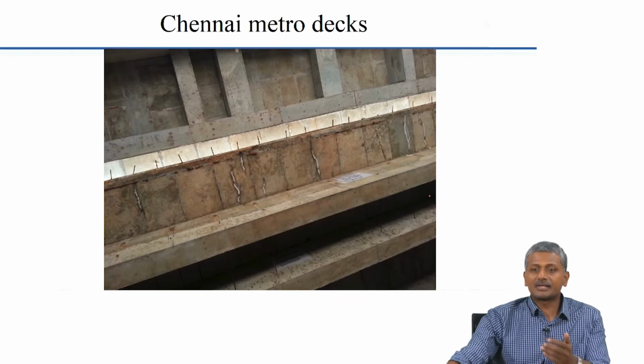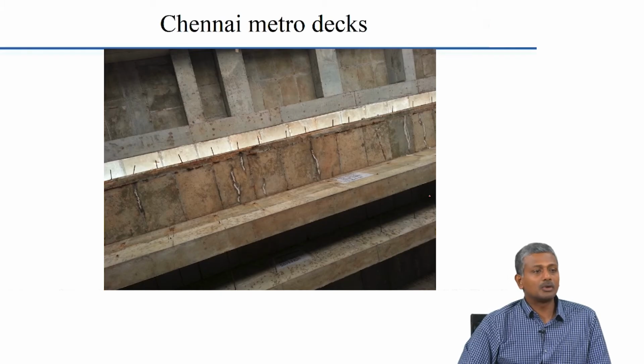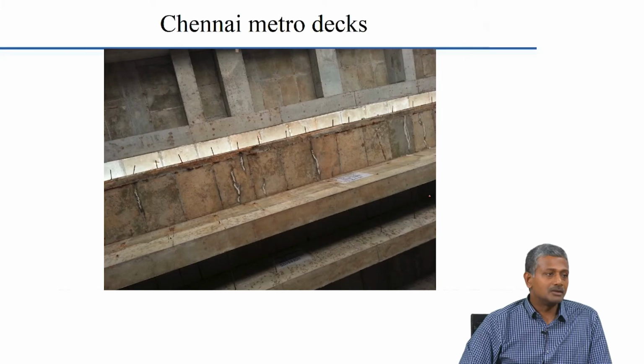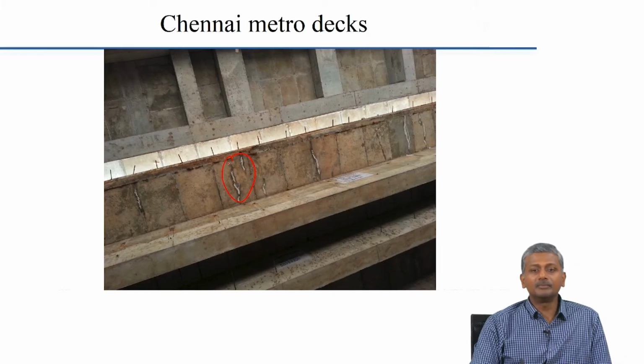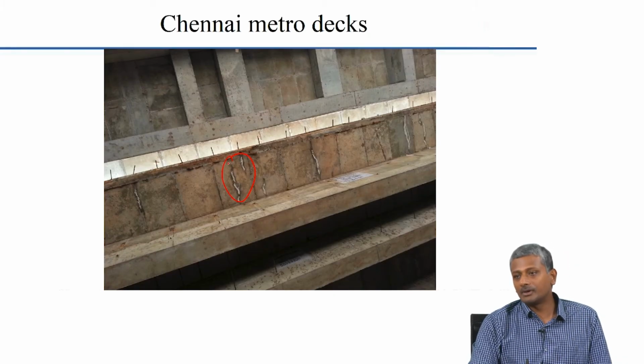So, this is actually a live example from the Chennai metro project, where several of the slabs that were laid actually ended up having plastic shrinkage problems. I am not showing you the top of the slab, I am showing you actually the bottom of the slab. So, these cracks actually started at the top, came all the way to the bottom, and people actually noticed it only after water was seeping out of these cracks.